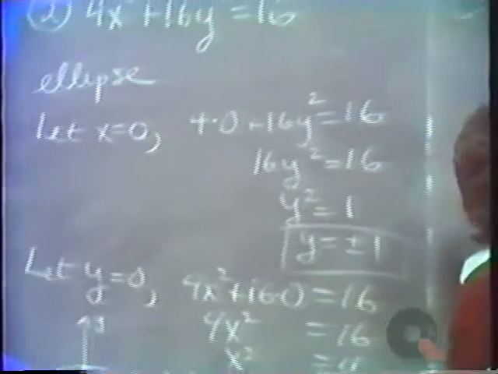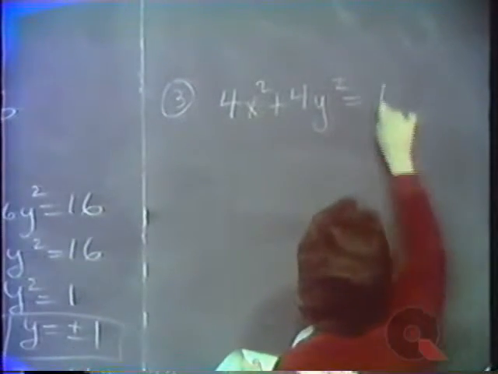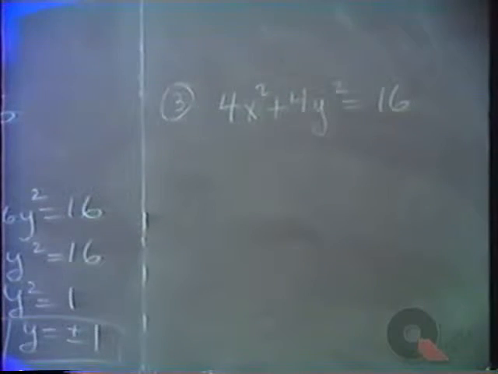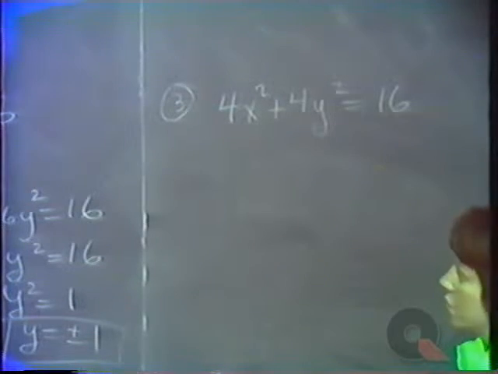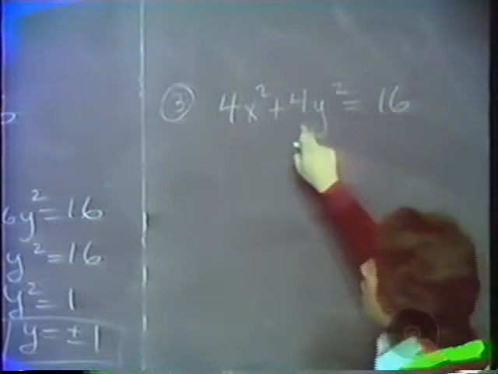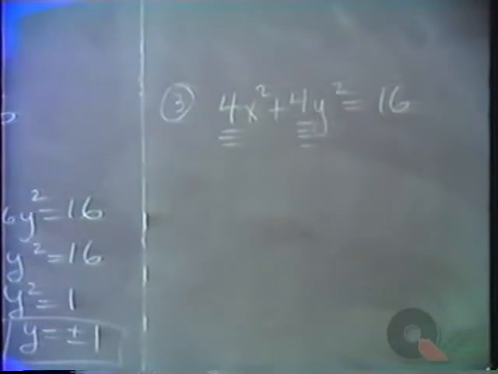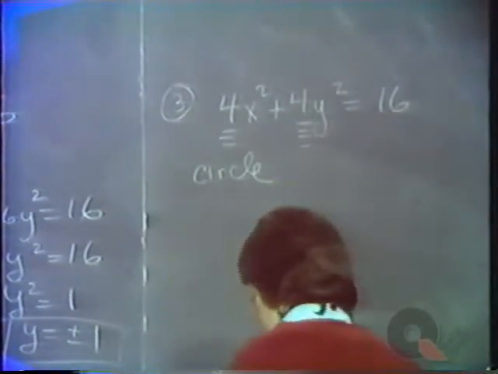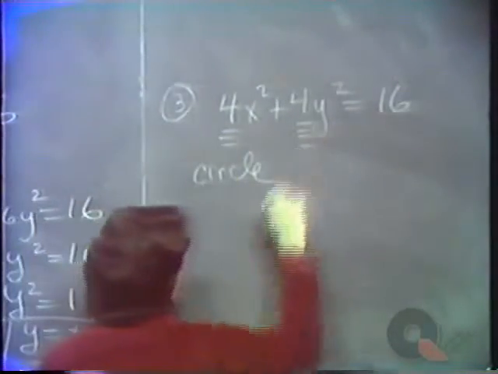Okay, what about this one? 4x squared plus 4y squared equals 16. Just like in the previous example, we have ax squared plus by squared equals c. So it's either a circle, ellipse, or hyperbola. Here, a, b, and c all have the same sign, and furthermore, a equals b. The coefficients of x squared and y squared are the same, so we have a circle. In this case, we can divide through by the common coefficient of x squared and y squared.